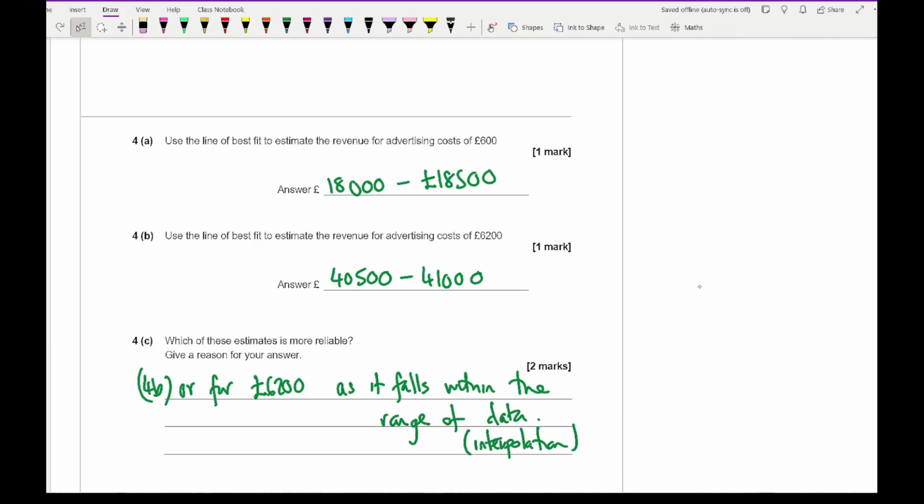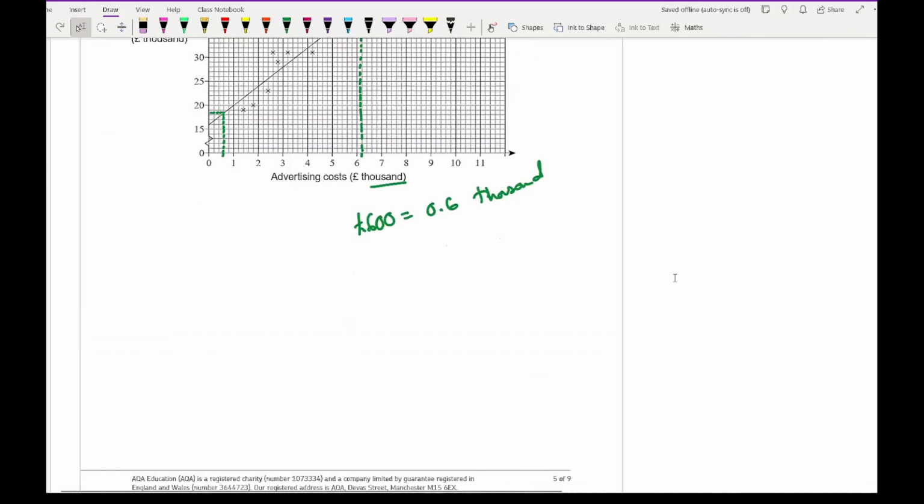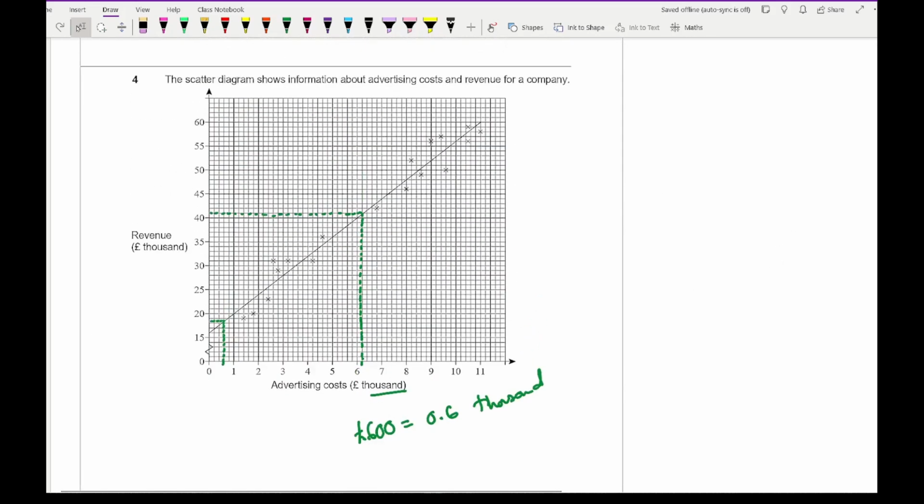And so, obviously, the first value of 600 is extrapolation as it falls outside the tested range. For example, if you look at all the points and marks on the scatter diagram, the lowest amount was around about 1,200 and the most expensive was 11,000 spent on advertising. So any prediction made between 1,200 and 11,000 will be fine. However, anything outside of that is going to be a little bit more unreliable.